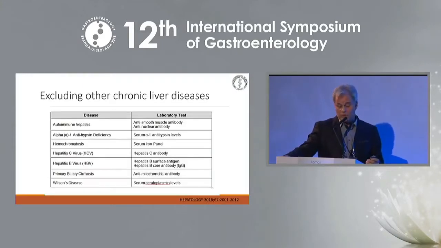And the last step: we should also look for other causes of liver disease, namely in patients who have elevated ALTs for longer than 4 to 6 months.